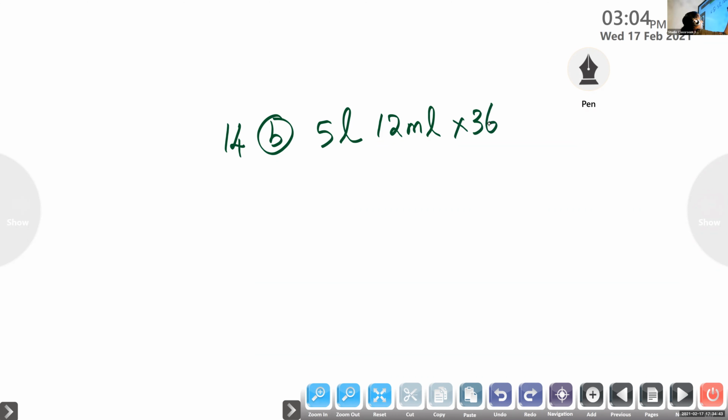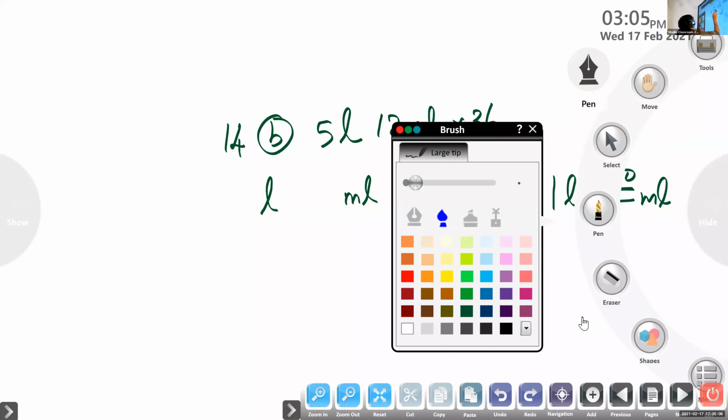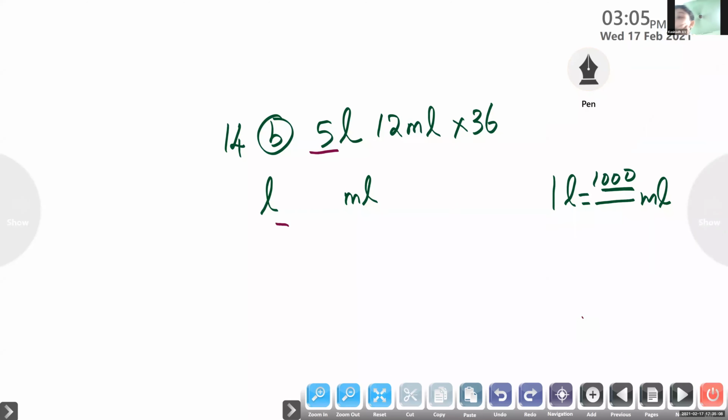So children, you had to tell me, 1 liter is equal to how many ml? We learned. 1 liter is equal to 1000. So children, we should have 3 digits. Now look here, we will write down, then we will see how many digits there are. For liter, look at the question. How many liter do we have here? 5 liter.